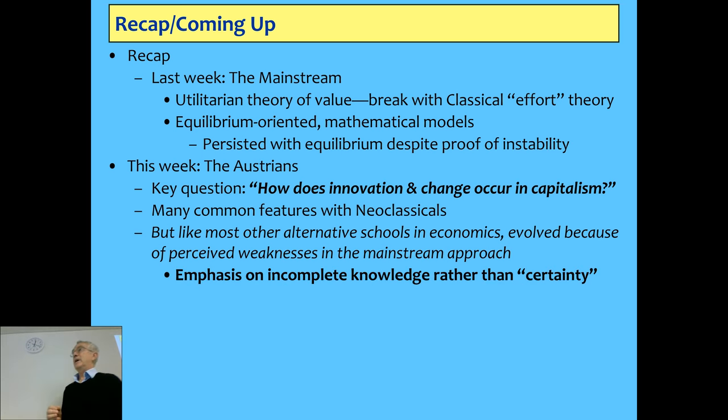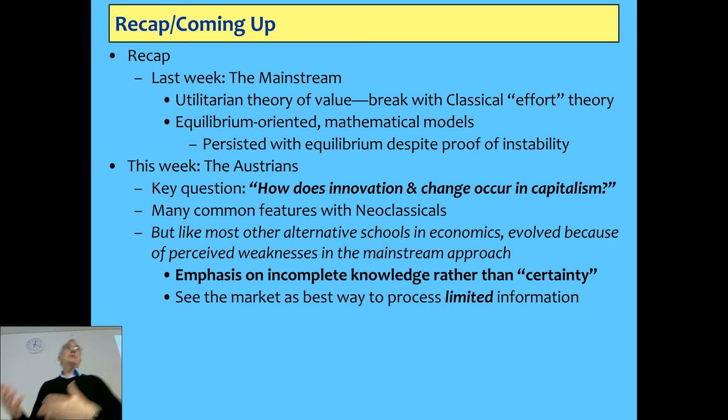And the main thing is that the neoclassicals used to talk, when I was a student your age studying economics, about assuming perfect foresight. Ever heard that one? Okay. Assuming perfect foresight means assuming you can predict the future. Now, I'm not the only one who thought, you've got to be kidding. So the Austrians said, look, you can't predict the future, it's uncertain. So we have limited knowledge rather than complete knowledge.